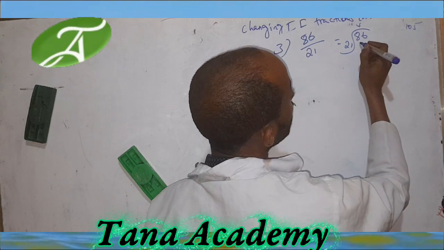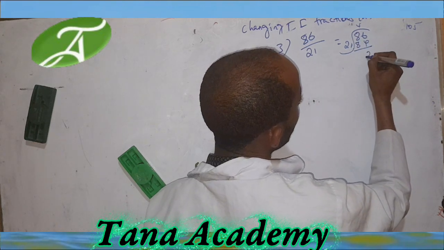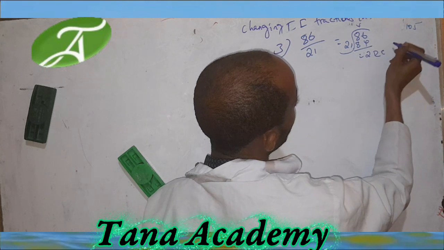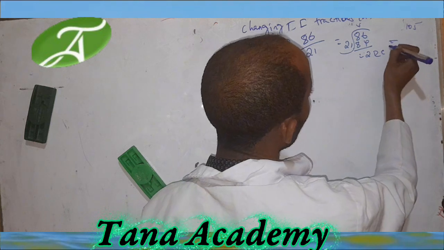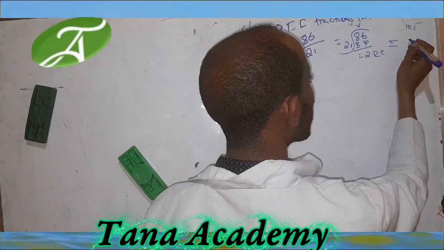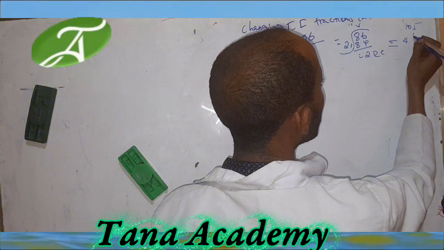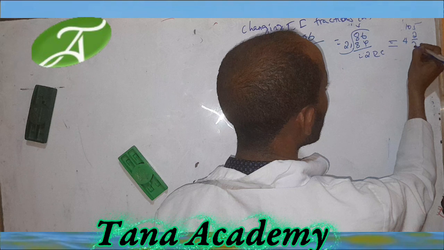4 times 21 becomes 84. 86 minus 84 becomes 2. It is the remainder. Again, 86 over 21 in the form of a mixed fraction is 4 and 2 over 21.